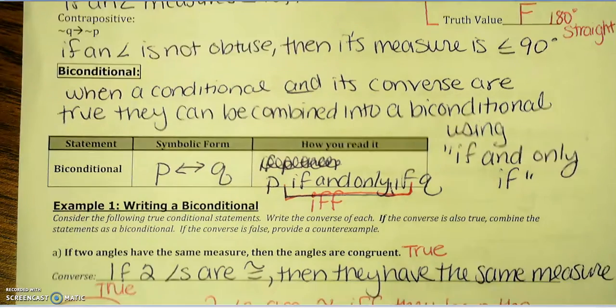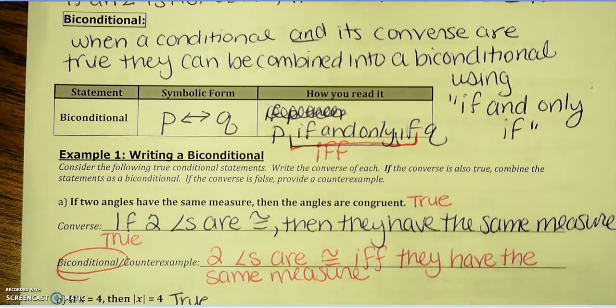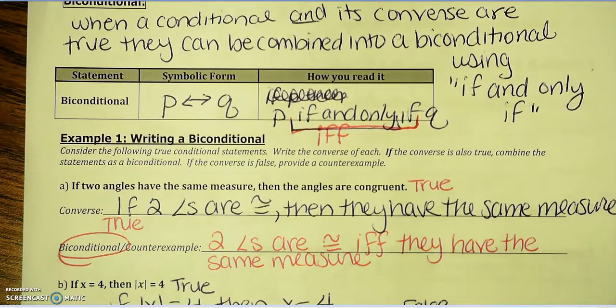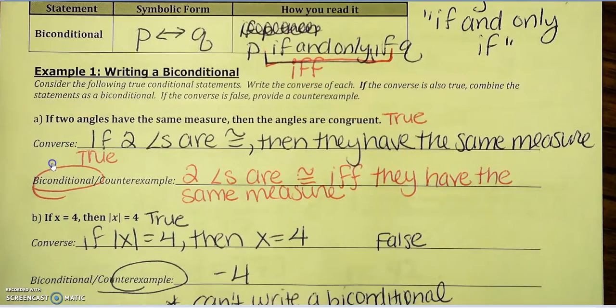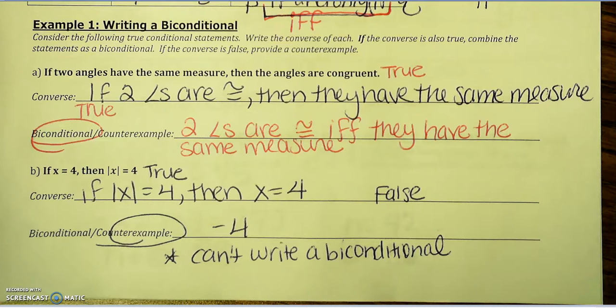Okay, so down in example 1, remember, pause this if it's going too fast. I know you're writing sentences out. So in example 1, we're going to decide, okay, is the conditional true? Is the converse true? If it is, in both situations, we're going to combine it into a biconditional. If it's not, we're not going to combine it into a biconditional, and we're going to state which one is false and use a counterexample.